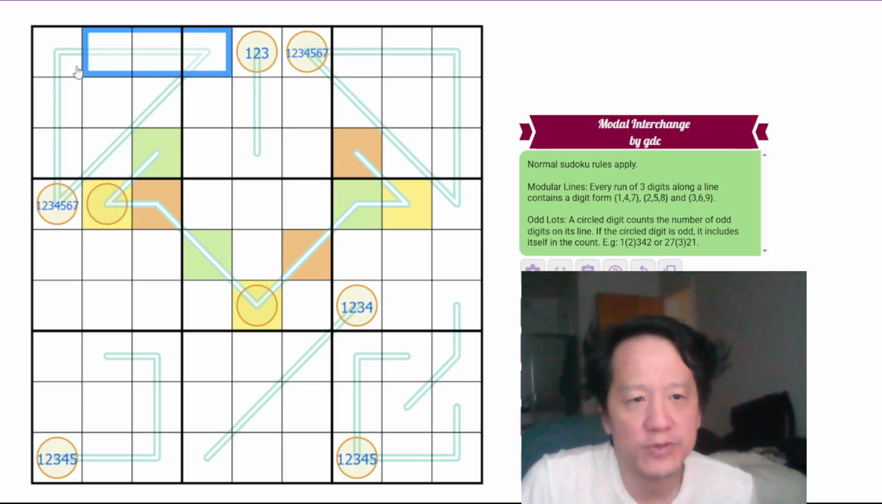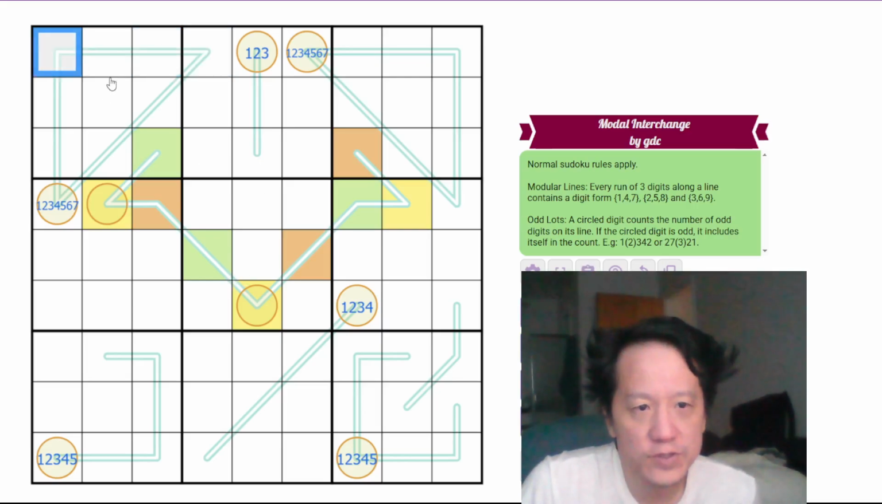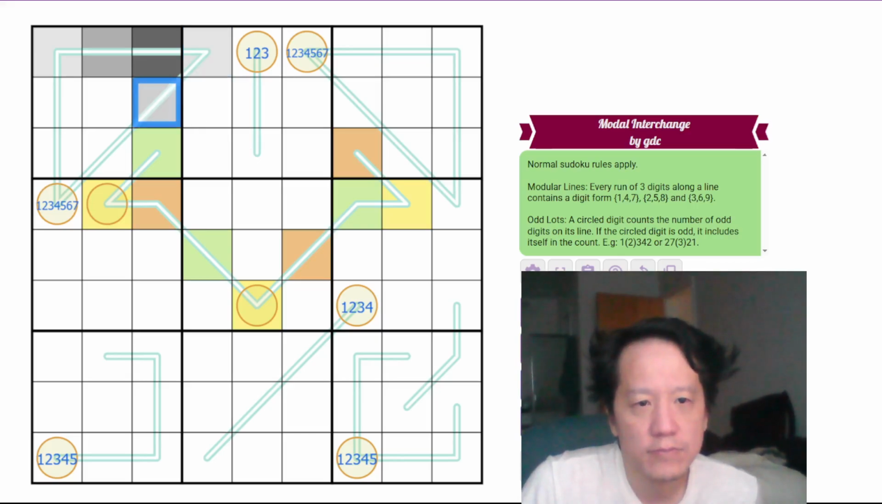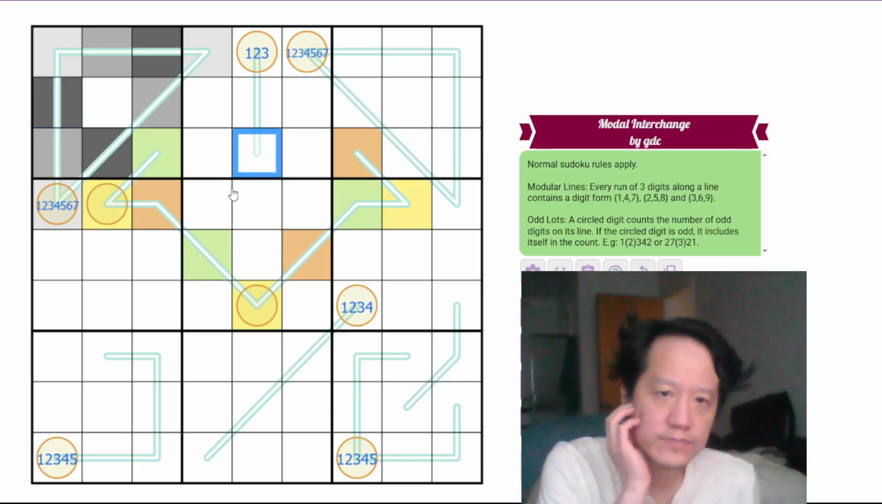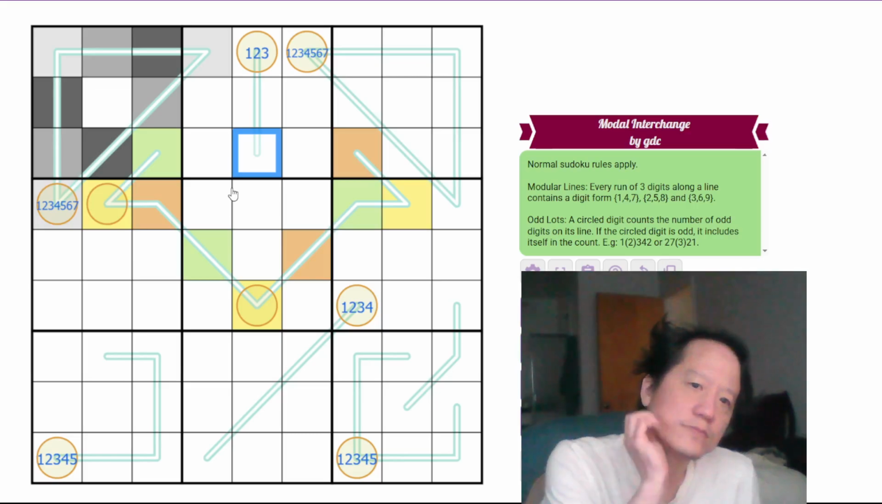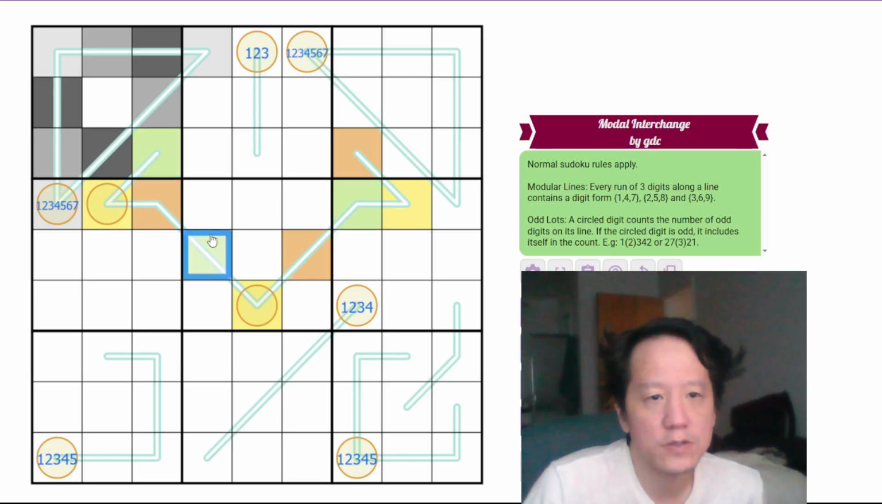We're just gonna start randomly giving set colors. So this is light, medium, and dark, which makes this light, medium, and dark, which makes this light, medium, and dark. Okay, so we have 3 medium grays here, and we have 3 dark grays here, which means the other 3 digits in this cage, or in this region, all have to be light.